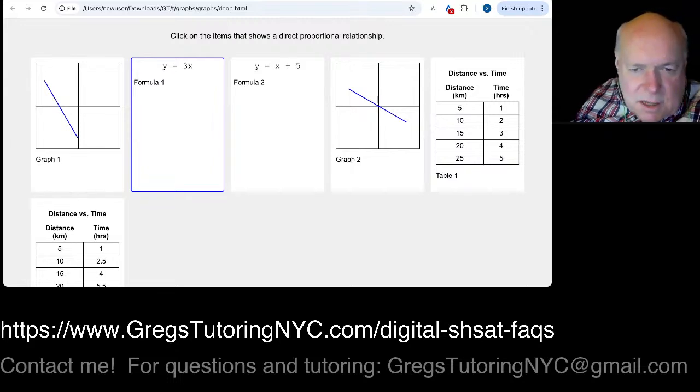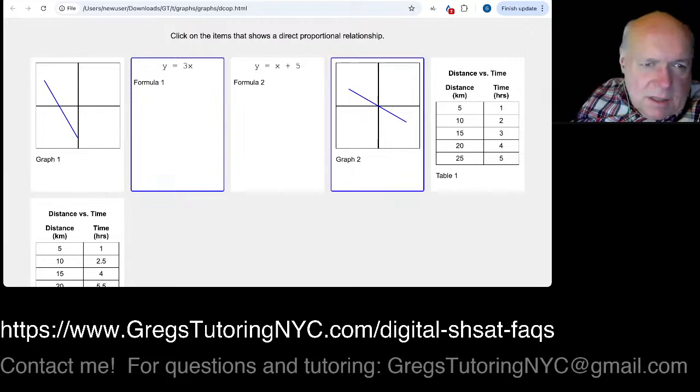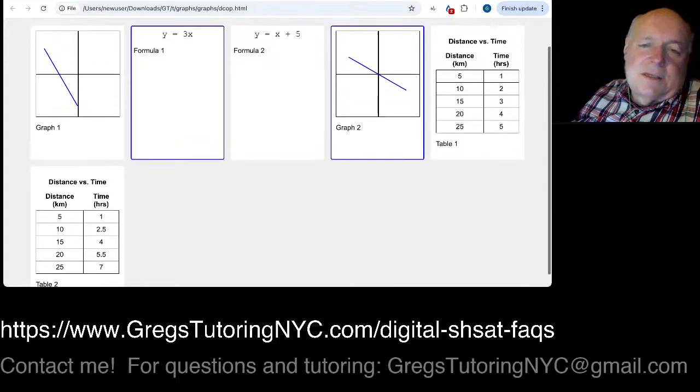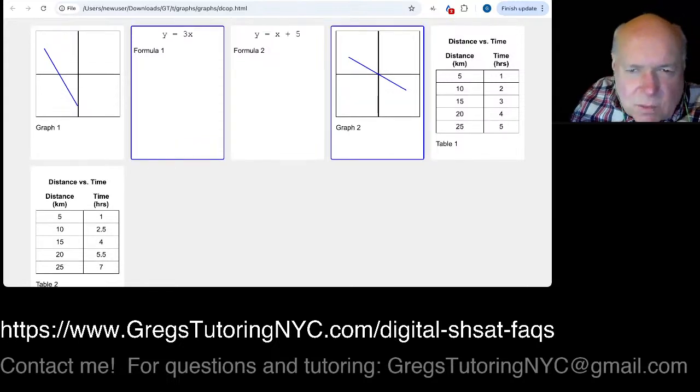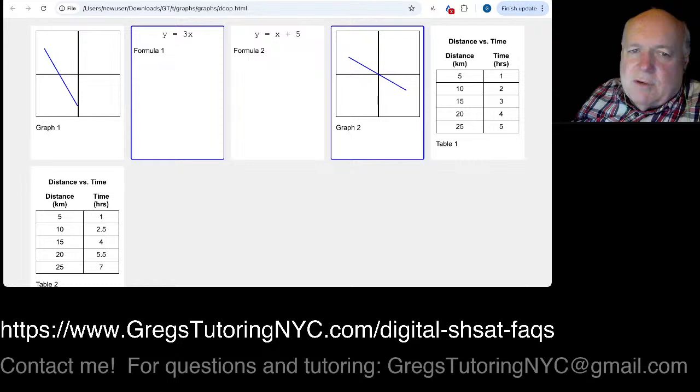And then if you notice table 1 and table 2, so they're giving us equations, they're giving us graphs, and they're giving us tables. So we have to find which one actually works here. And if we notice on table number 1, if we divide all the distances by 5, we get the thing there. So we would click on that. So that would be your 3 answers. Again, it's a different way of doing this.